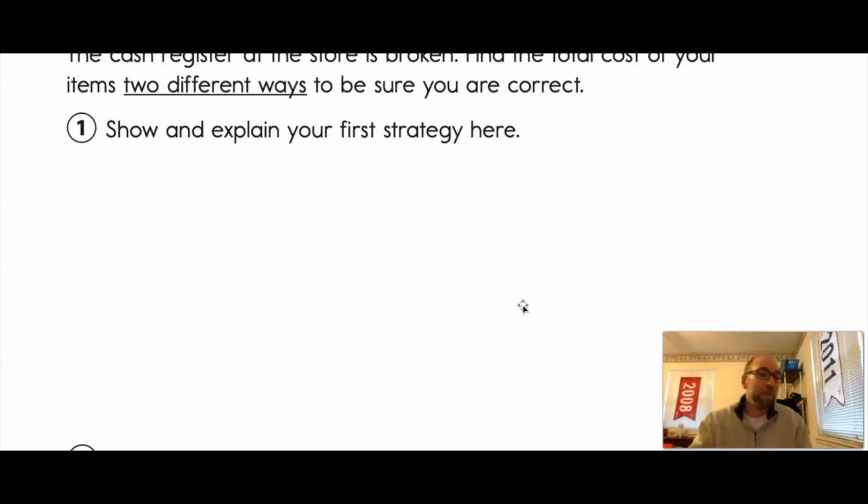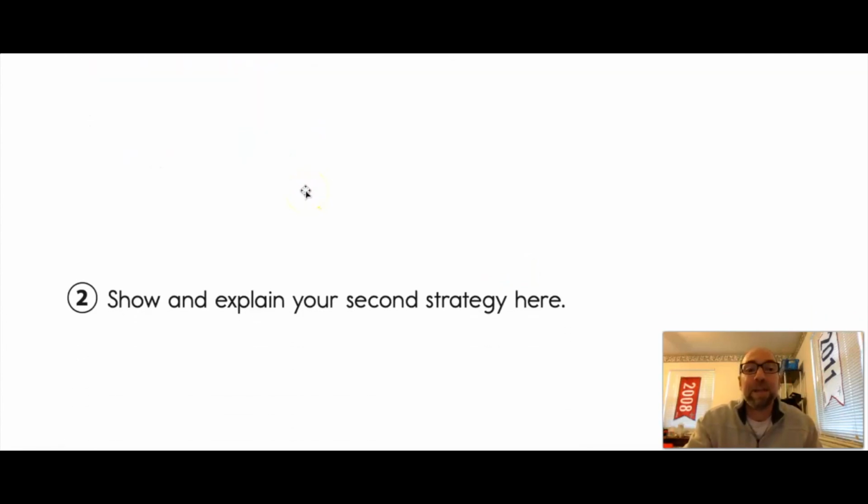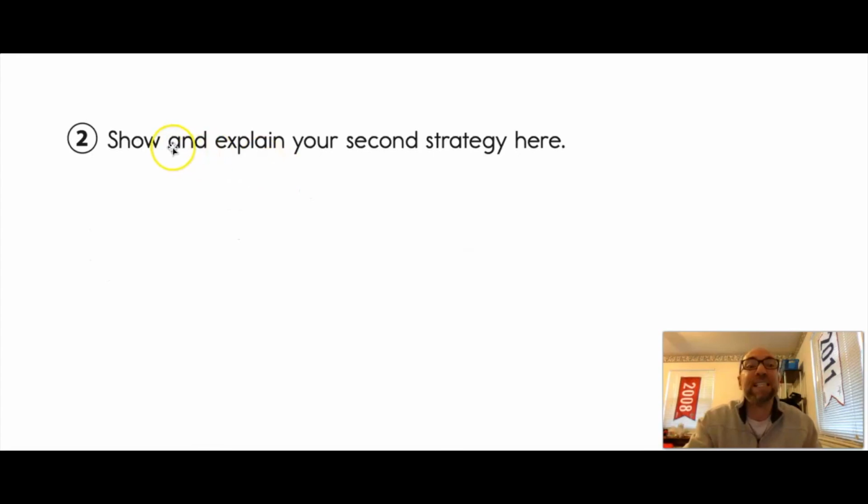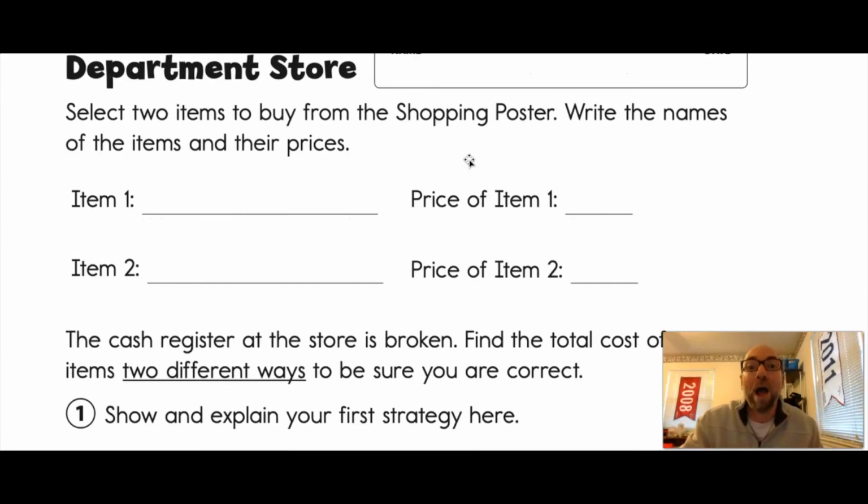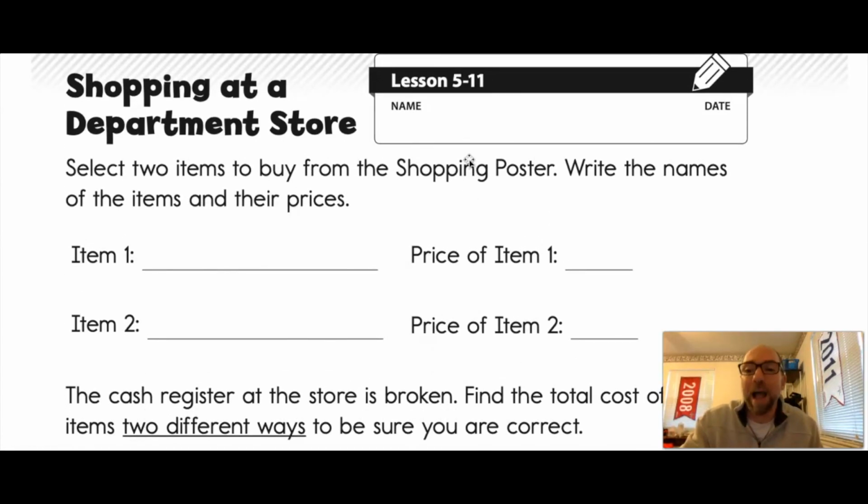You're going to use a strategy. Maybe you're going to use the number grid. Maybe you're going to use an open number line. Maybe you're going to use base 10 blocks. I don't know. Maybe you're going to use dollars. Whatever your strategy is, you're going to show it and explain it. And then you're going to do the same thing with your second strategy, which would be a different one. Now, you're going to get the same answer both times, we hope, because you're going to be doing the same problem when you go shopping.